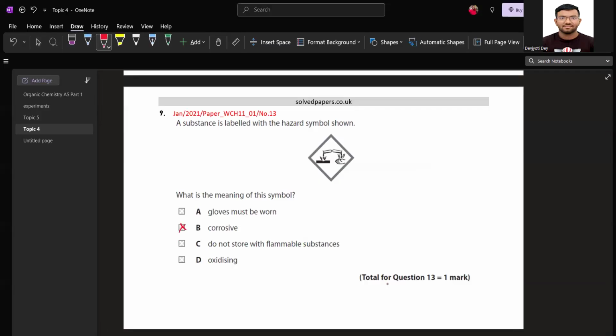Corrosiveness. I don't think I need to explain it further, because "gloves must be worn" is a measurement. It's not a risk or a hazard, and this symbol is a hazard symbol. And "do not store with flammable substance" is not a hazard, it's a safety measure. This is a hazard, and this is a hazard basically, but obviously for oxidizing there is a flame sign, so that's not the correct answer. B is the correct answer.